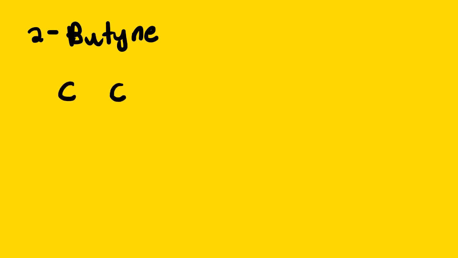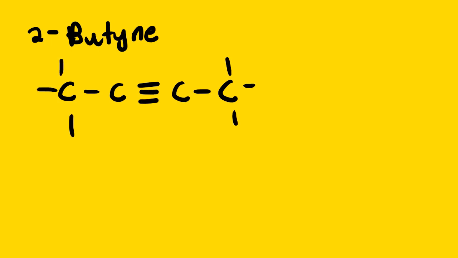Then we can go ahead. On our second carbon we have the triple bond. Then we can go in and fill in other bonds. Then looking at this, we are going to have C4. Then 2 multiplied by 4, it's 8 minus 2, we have 6. C4H6.